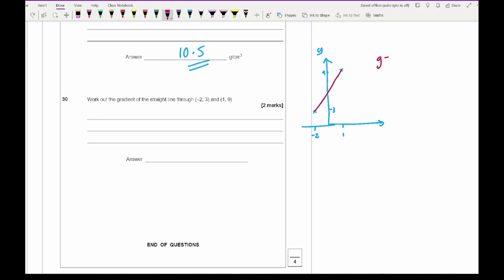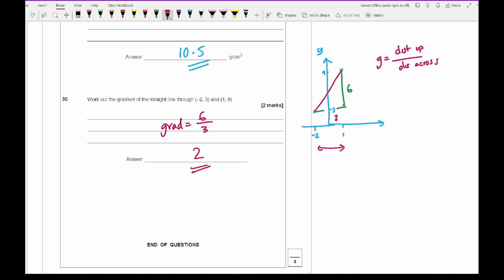Now the gradient is equal to the distance up divided by distance across. So if I convert this into a triangle, all I need to do is work out the dimensions of that triangle. In terms of the height, that's going to be 9 take away 3, which is 6. And the horizontal distance is going to be 3. So then the gradient is going to be 6 over 3, which is 2.